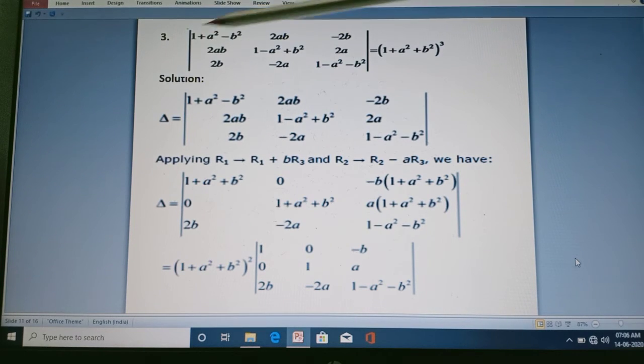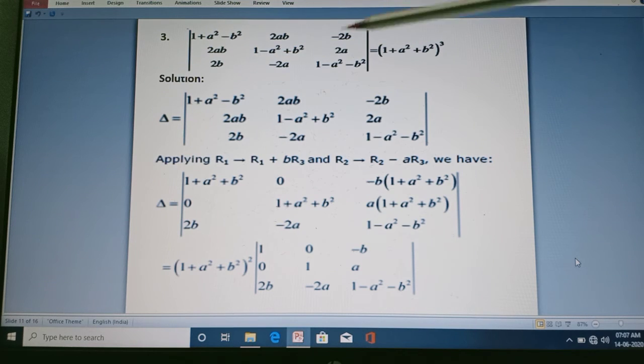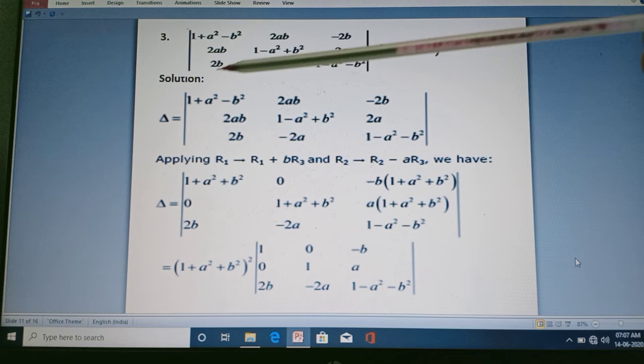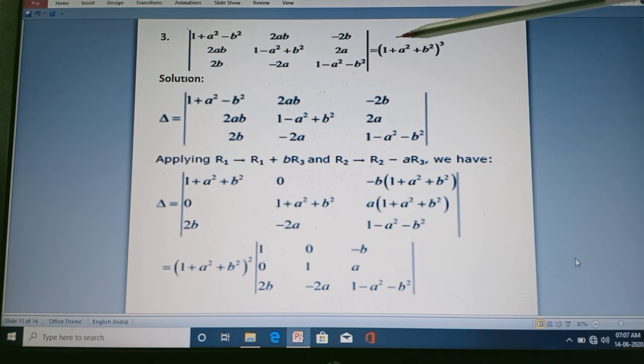Okay students, so one more question is there, we can see on the screen. In the first row it is 1 plus a square minus b square. The second element is twice ab, third element minus 2b, second row twice ab, 1 minus a square plus b square, twice a. In third row twice b, minus twice a, 1 minus a square minus b square, and we are going to prove 1 plus a square plus b square whole cube.